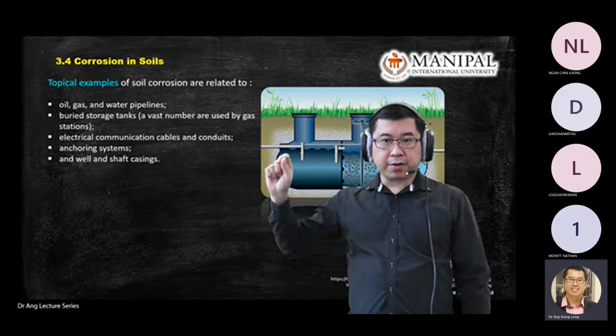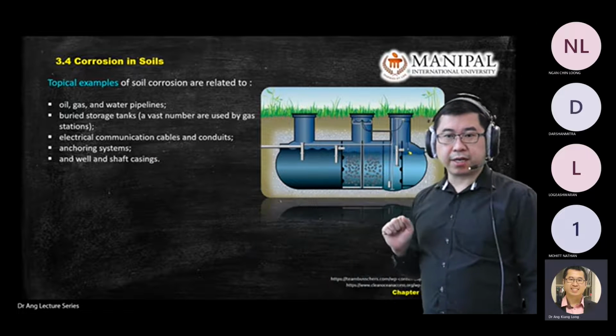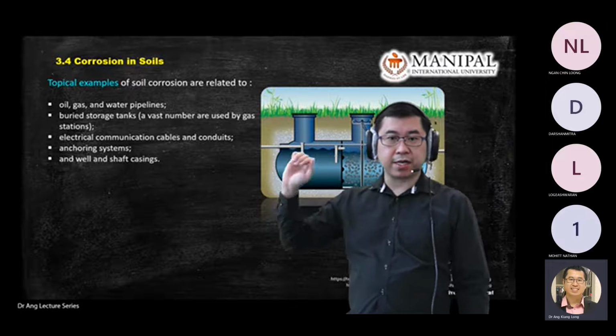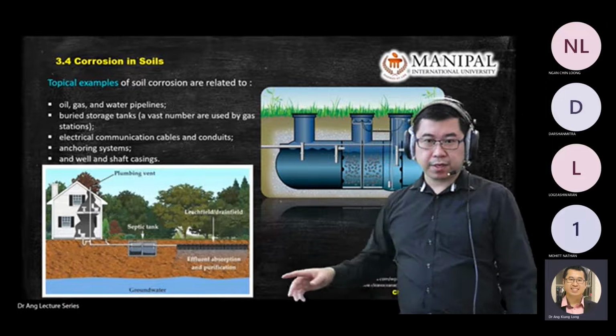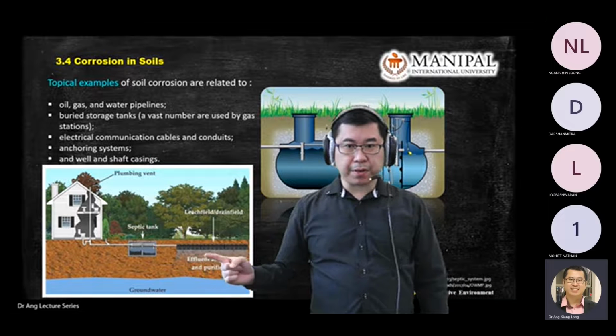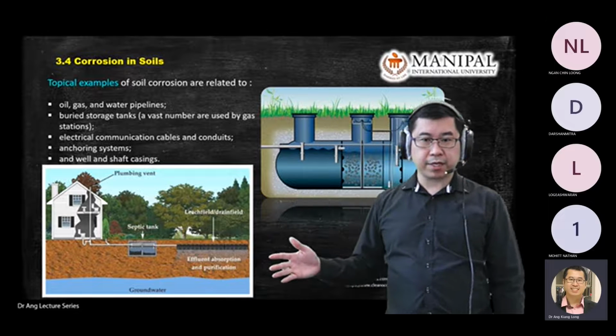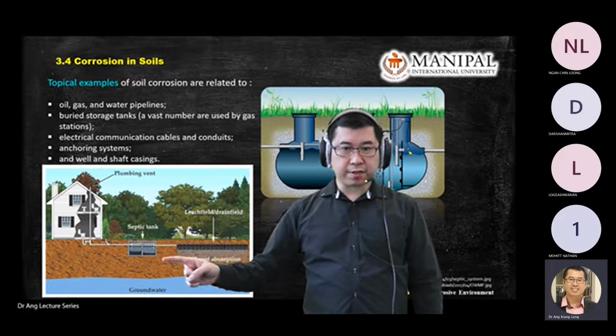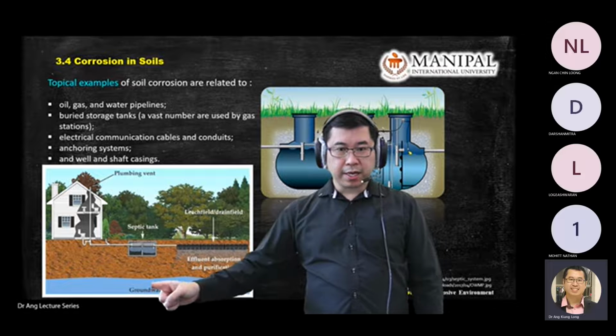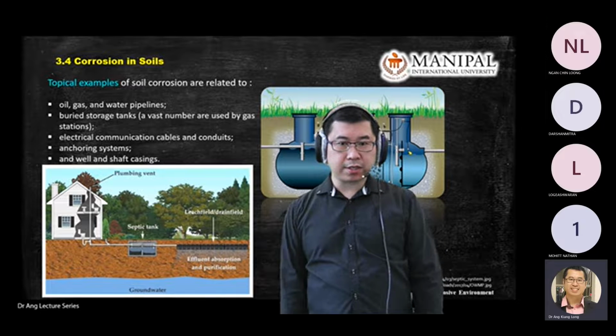Electrical communication cables, like the telecoms, your Wi-Fi cables and all this, wells and shaft casing. So this is the cross-section of all the pipes that you have in the neighborhood, in the residential area. Okay, you have all the wastewater tanks and so on. And this is the underground water.